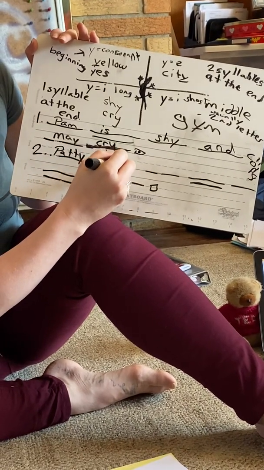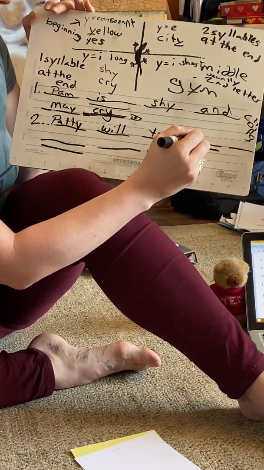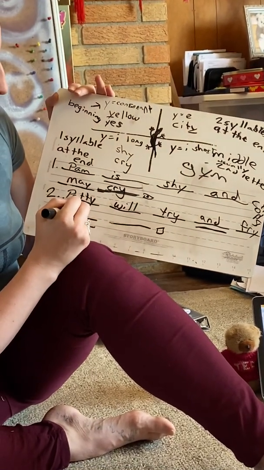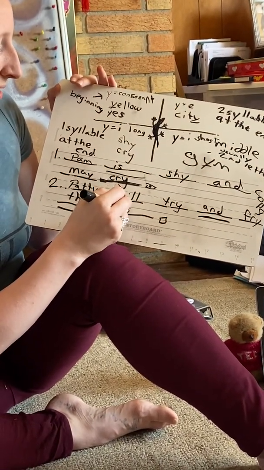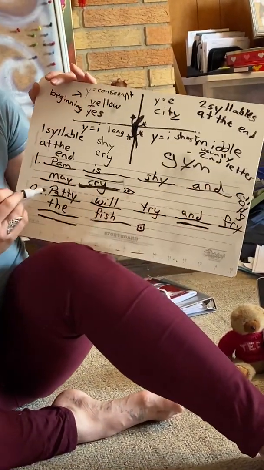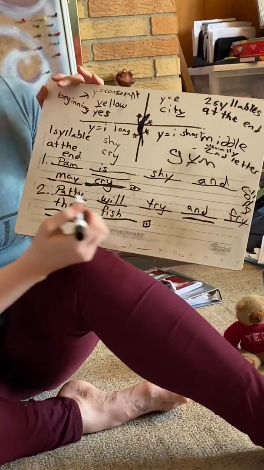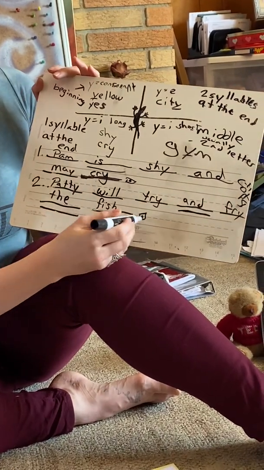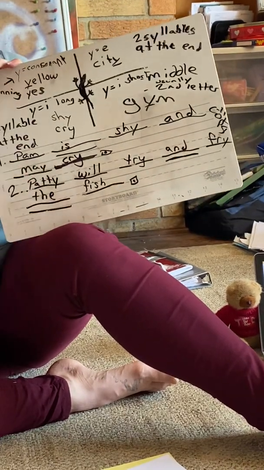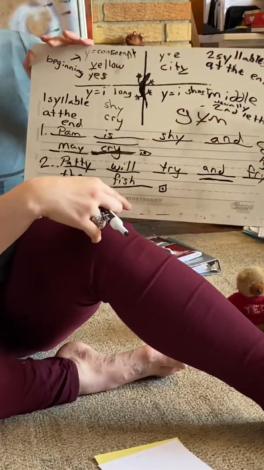Patty will try and fry the fish. Okay, checking for cops. We should have a capital letter for Patty. Order the words to be Patty will try and fry the fish. Punctuation, you should have a period, and spelling, check for Patty, which should have that Y as an E at the end. Will try and fry the fish, right?